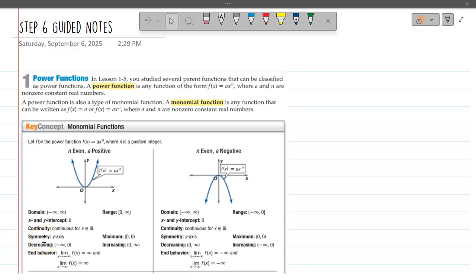In step 6, we're going to continue building upon what we did in unit 1, talking about different features of functions: the domain, the range, the intercepts, the continuity, symmetry, where it is decreasing and increasing, the end behavior, and so on. The only difference in step 6 is we're looking at some different functions.